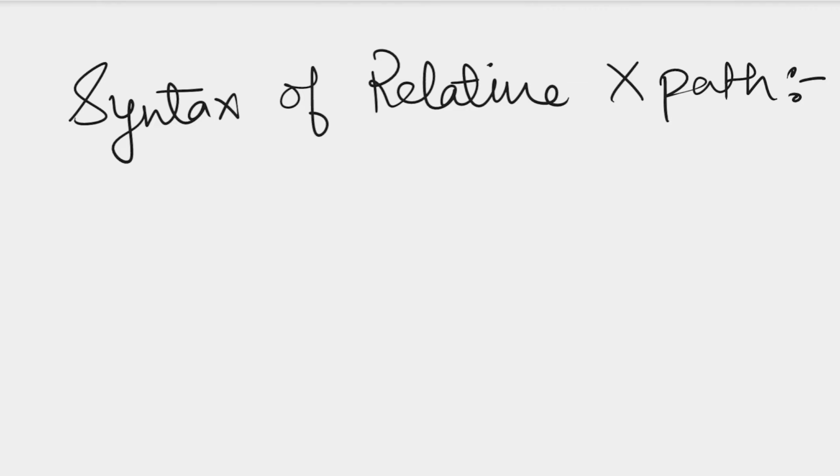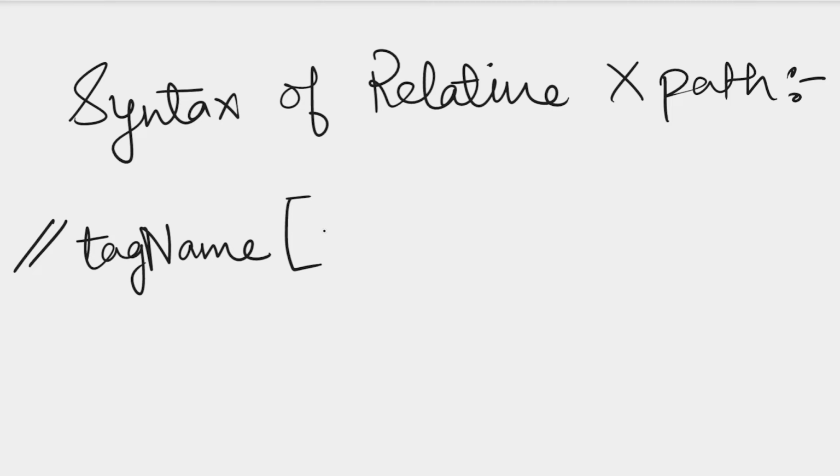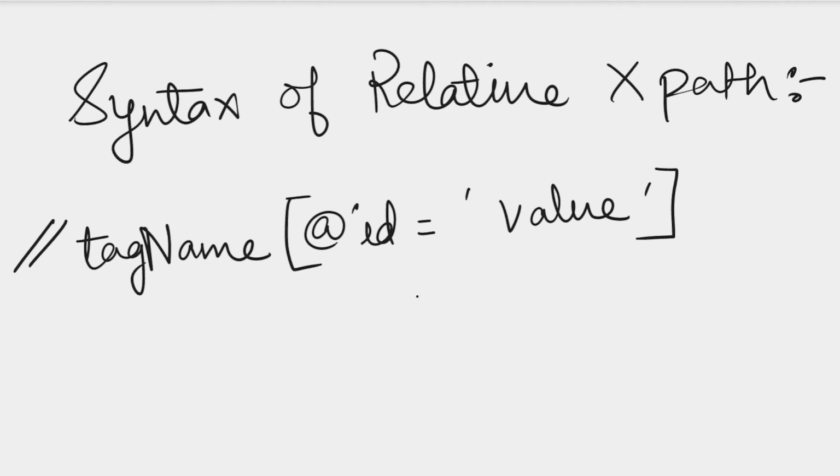So the syntax for relative XPath is, first we start with a double forward slash, and then we write the tag name. After the tag name, I open the square brackets, and here, using the @ symbol, I tag an attribute. For example, ID is an attribute, right? After ID, I give an equals to sign, and inside single quotes, or you can use double quotes, both work, you give the value of this attribute called ID. This is the relative XPath that we created, and this is the syntax for it.